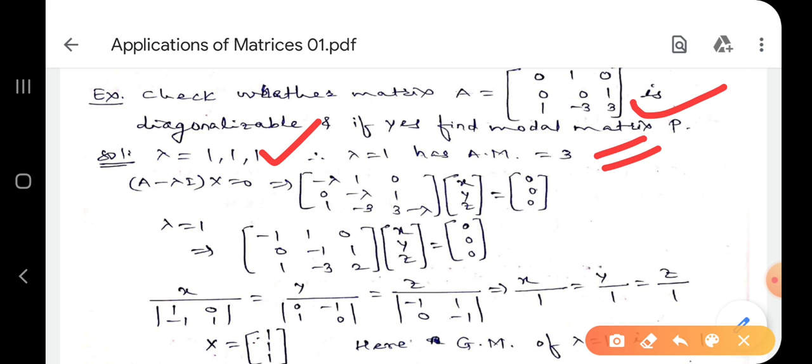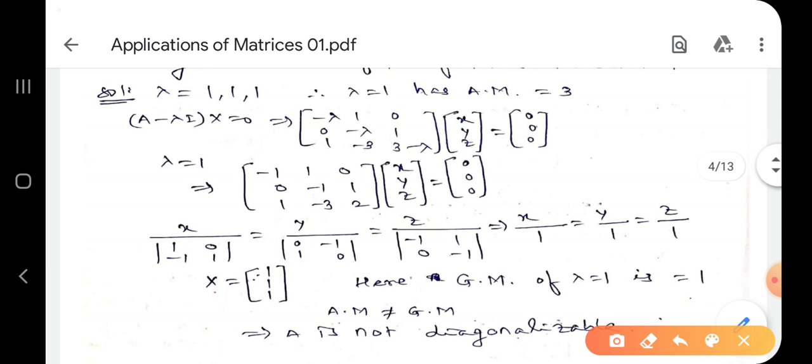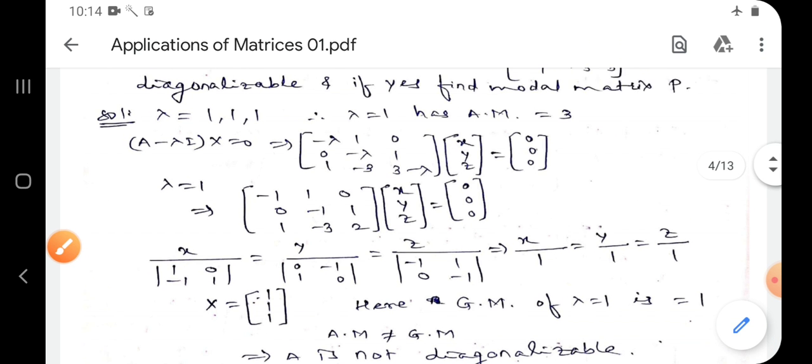So lambda is repeated 3 times. So what is the algebraic multiplicity of lambda equal to 1? It is 3. Eigenvalue 1 has algebraic multiplicity 3. Now let us try for geometric multiplicity here. Consider matrix A minus lambda I into X. So here A minus lambda I matrix means what?